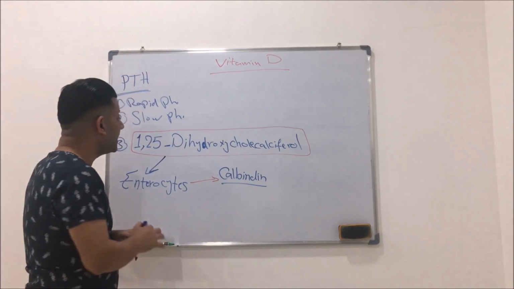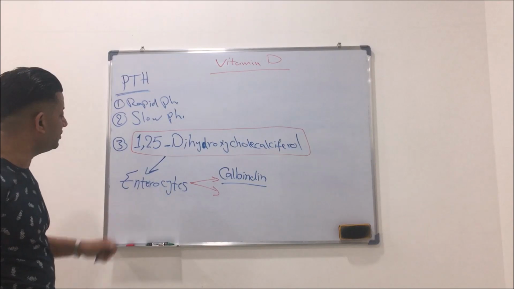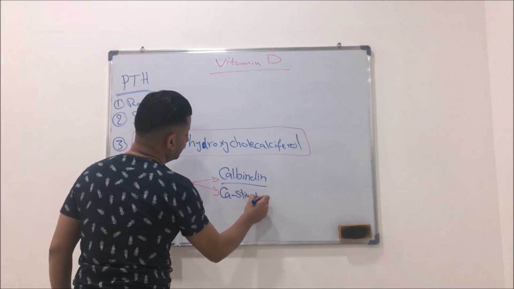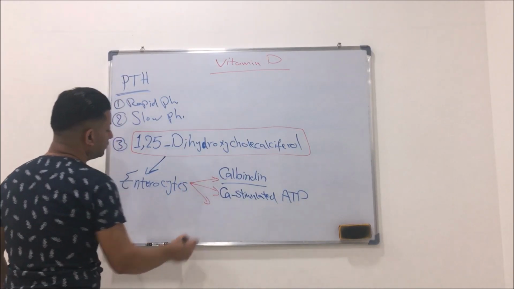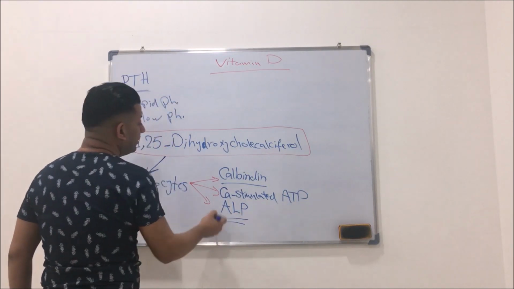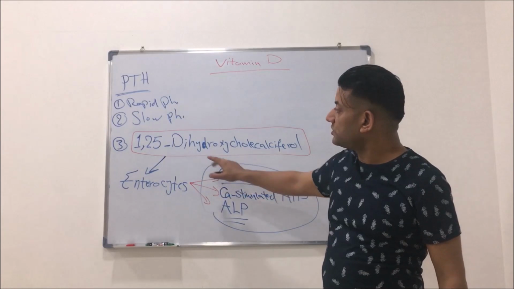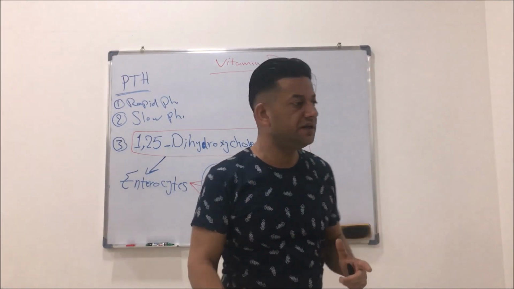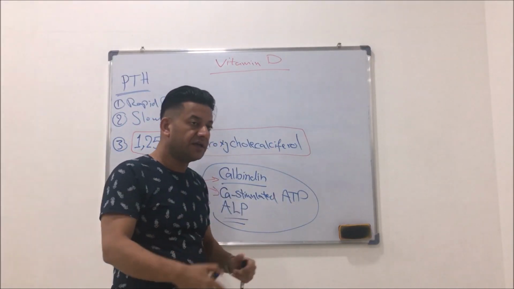And second, the active form of vitamin D, 1,25-dihydroxycholecalciferol, will also stimulate enterocytes to form what is called calcium-stimulated adenosine triphosphatase. And also, it will stimulate enterocytes to form alkaline phosphatase. All these compounds or factors are stimulated to be formed by the enterocyte in response to the action of 1,25-dihydroxycholecalciferol, which is the active form of vitamin D, and the result is an increased amount of reabsorption of calcium and phosphate from the small intestine.